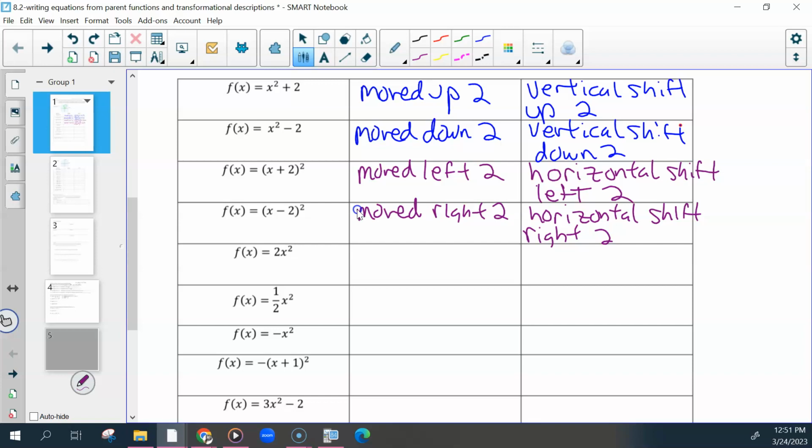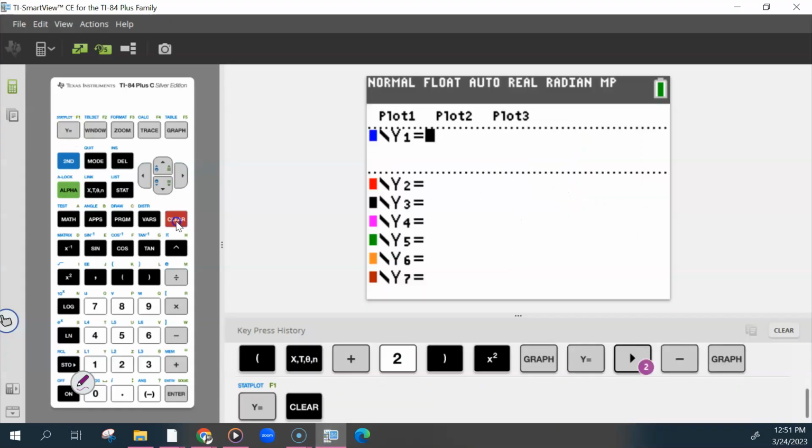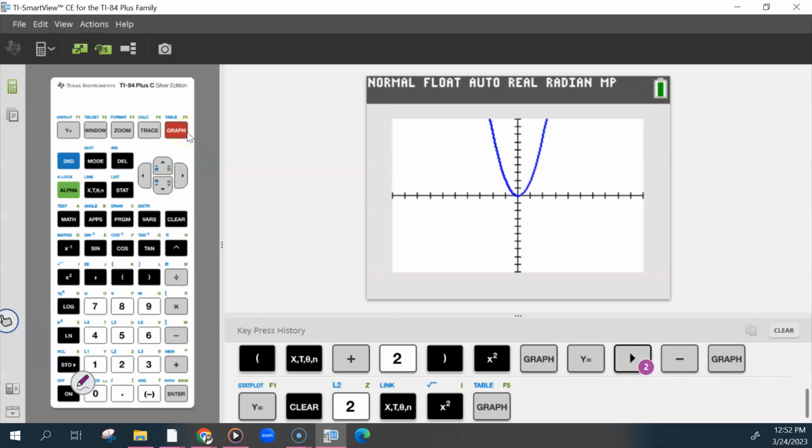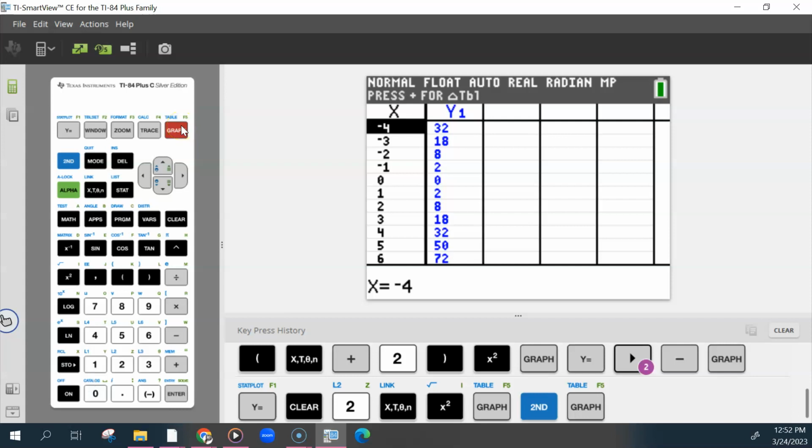When you're ready, go ahead and put the next one in your calculator, 2x squared, and see what happens. It does kind of look the same, but there is a slight difference. So if I go into my table, second graph, the y values are different. So it still starts at 0, 0, but instead of negative 1, 1, it's now at negative 1, 2. Instead of negative 2, 4, it's at negative 2, 8.